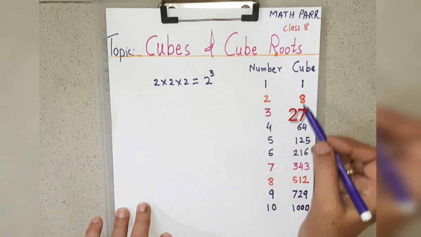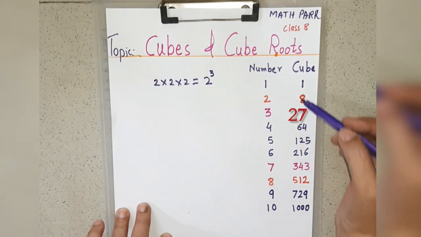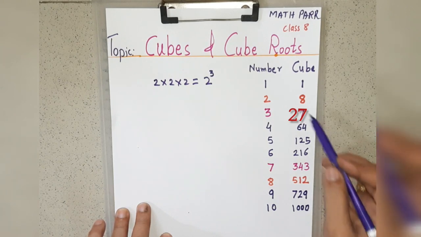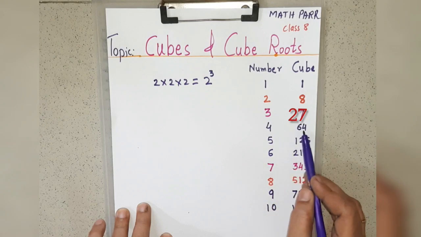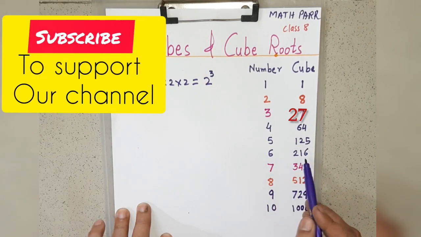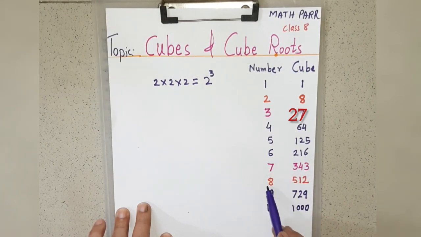Now here are the cubes of numbers from 1 to 10. Important, children: to know the properties of cubes and cube roots, you have to learn at least the cubes of the first 10 numbers. So cube of 1 is 1, cube of 2 is 8, cube of 4 is 64, cube of 5 is 125, cube of 6 is 216, cube of 7 is 343, cube of 8 is 512, cube of 9 is 729 and cube of 10 is 1000.